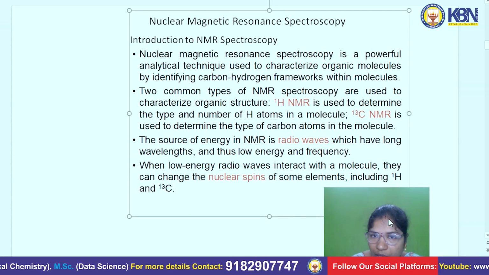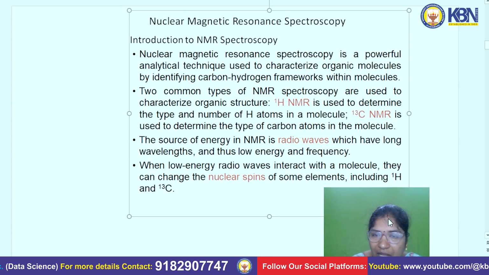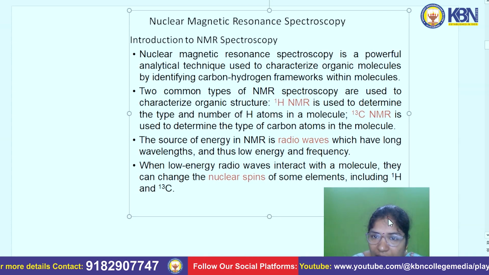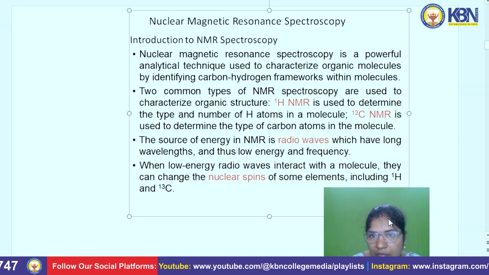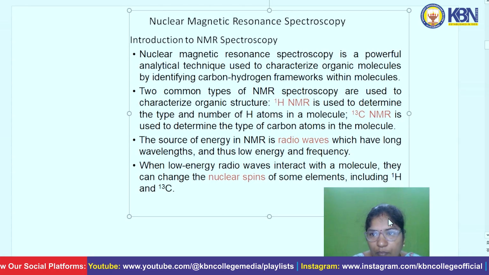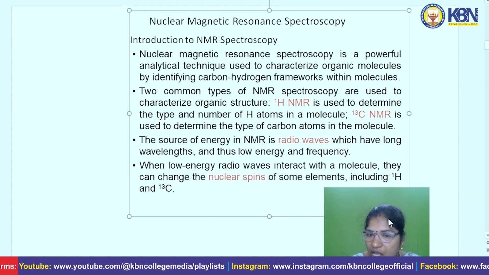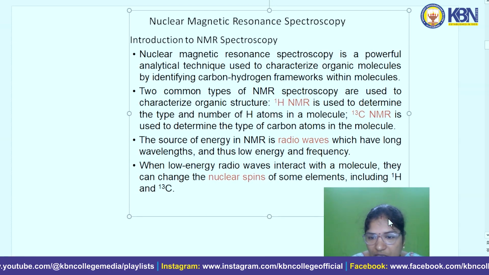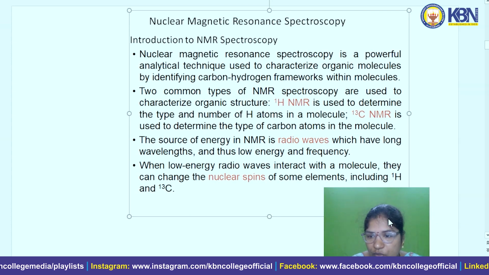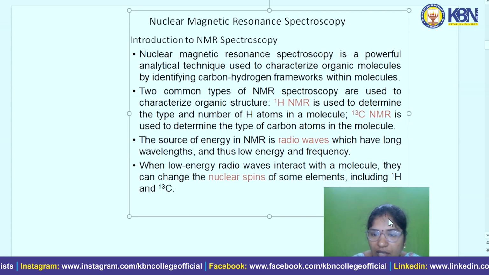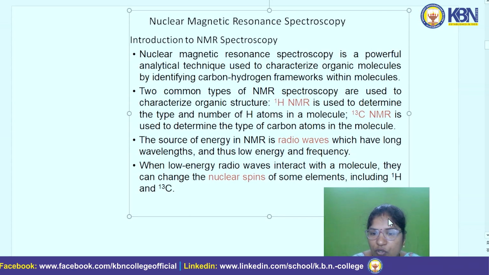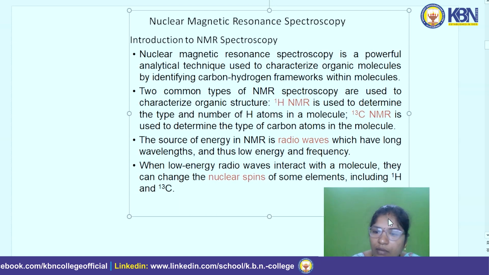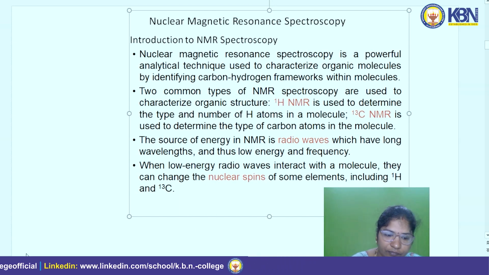Proton NMR spectroscopy mainly deals with the carbon and the protons indirectly attached to it. C13 NMR gives direct information about the carbons themselves. The source of energy in NMR spectroscopy is radio waves, which have longer wavelengths and thus low energy and frequency. When low energy radio waves interact with molecules, they can change the nuclear spins of some elements, including proton and C13.